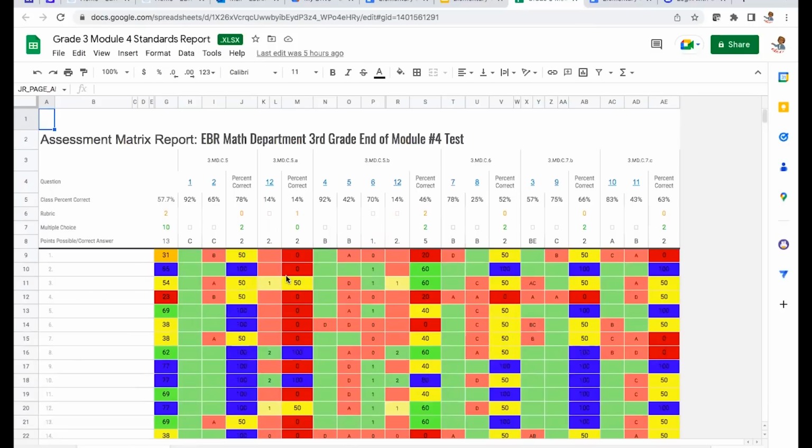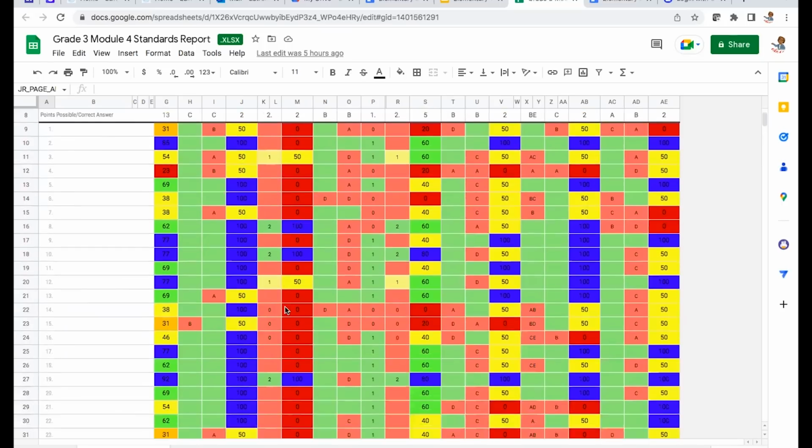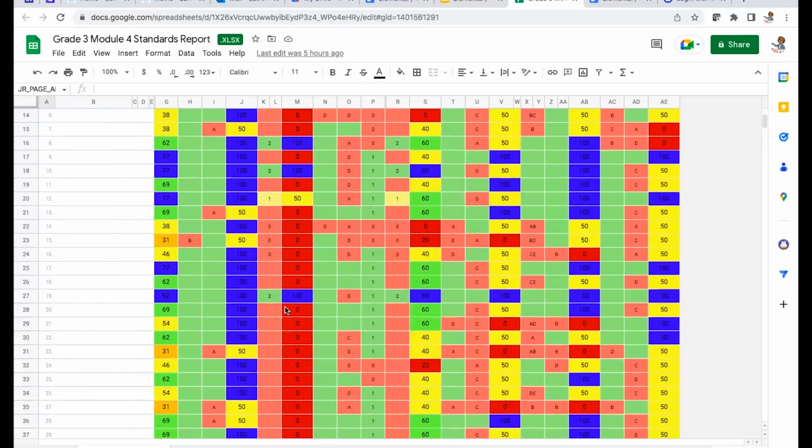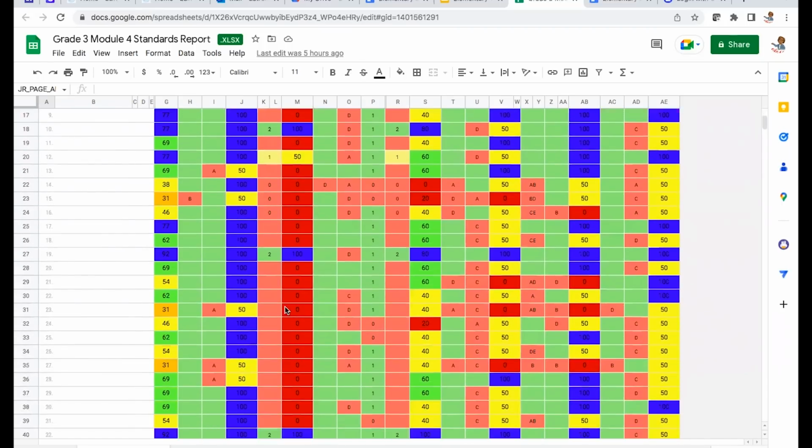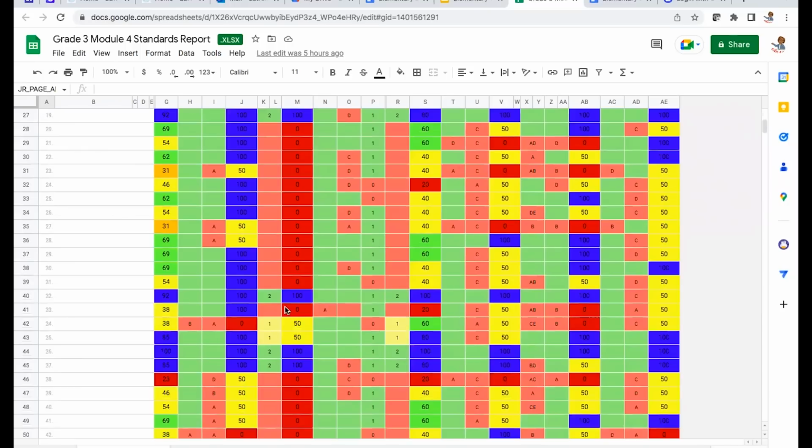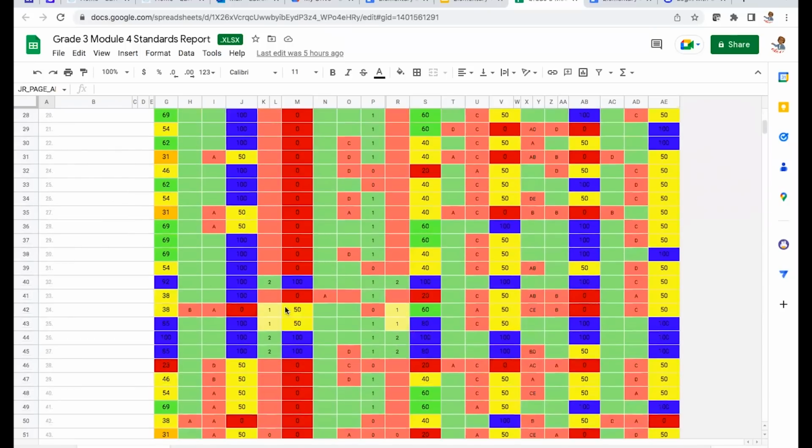So you might think, oh my God, this was a problem for everybody. Let's reteach this for all. But there are a couple outliers. There are a couple students who actually answered the entire question correctly. So they got 100%. So those students need something different.